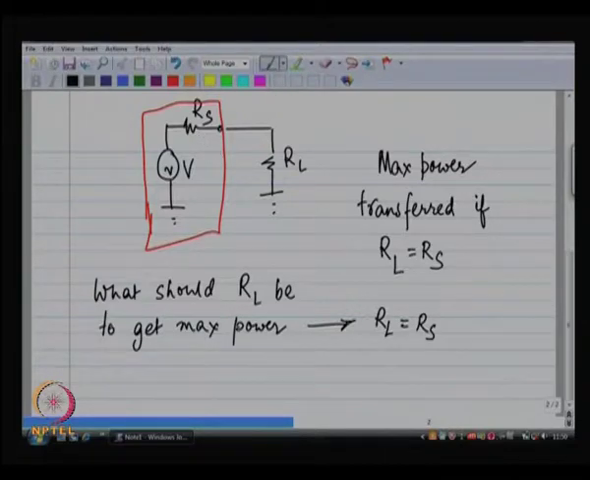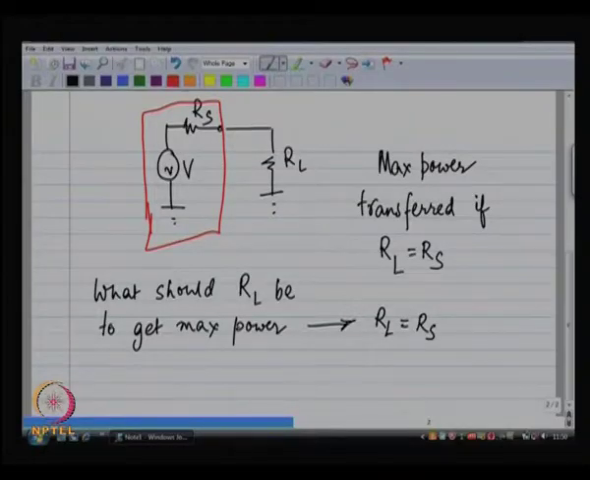Now, if we talk about impedances and not resistances, so if this was not R S but Z S, and this was not R L but Z L, then the relationship is Z L should be the conjugate of Z S for maximum power transfer. So, all this is fine. This is the basic idea.